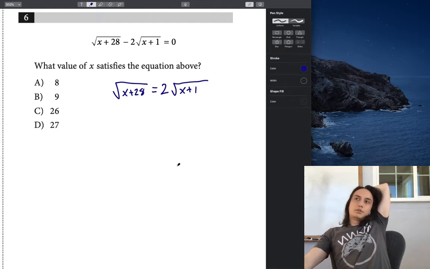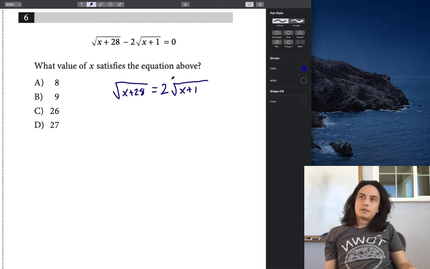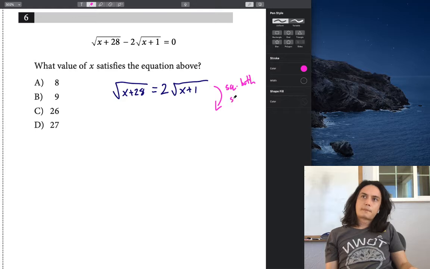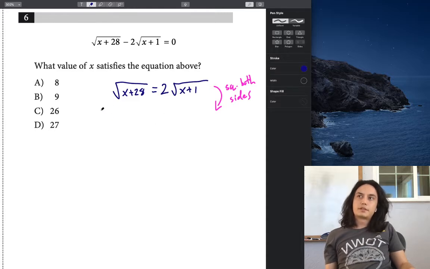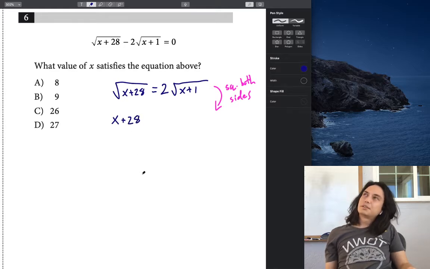Ugh, this is the worst. So we're gonna square both sides. Now the thing to remember, the way to mess this up is, squaring this is easy. This just turns out to be x plus 28. Is it plus or minus x plus 28? No, it's not.